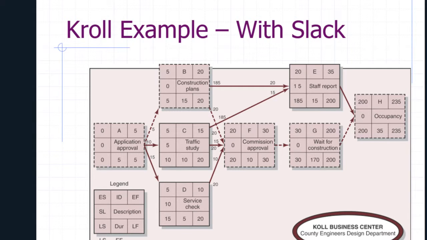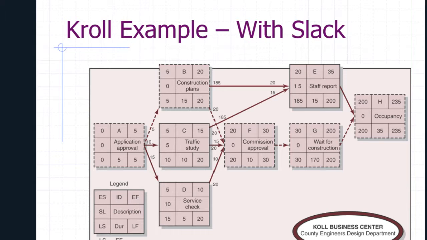Now the slack value is very simply the difference between the two numbers, the early start and the latest start. And so if we take an activity such as, let's take D down the bottom of the screen, activity D, we've got early start of 5, latest start of 15.